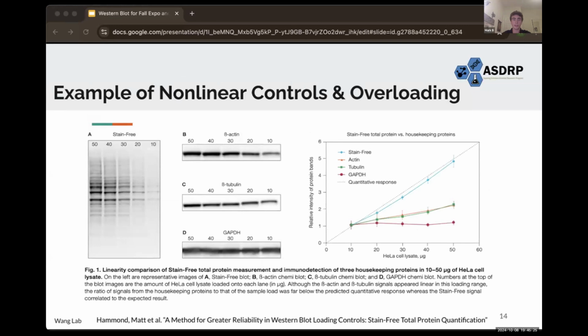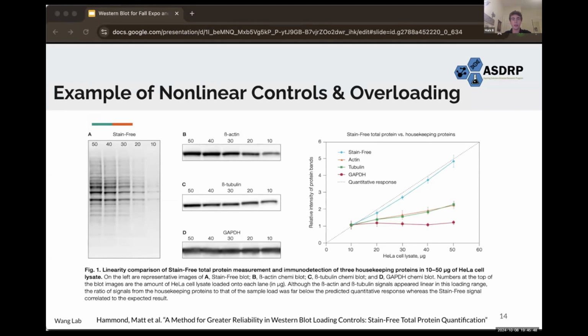Now, here are some examples of these issues, starting with nonlinear controls. And as mentioned previously, during the Western blot analysis process, the ratio between band intensity of the known concentrations of housekeeping proteins, as well as their intensity, is used to calculate the concentrations of the unknown samples. Therefore, this ratio needs to be consistent in order to provide an accurate measurement for a range of concentrations.